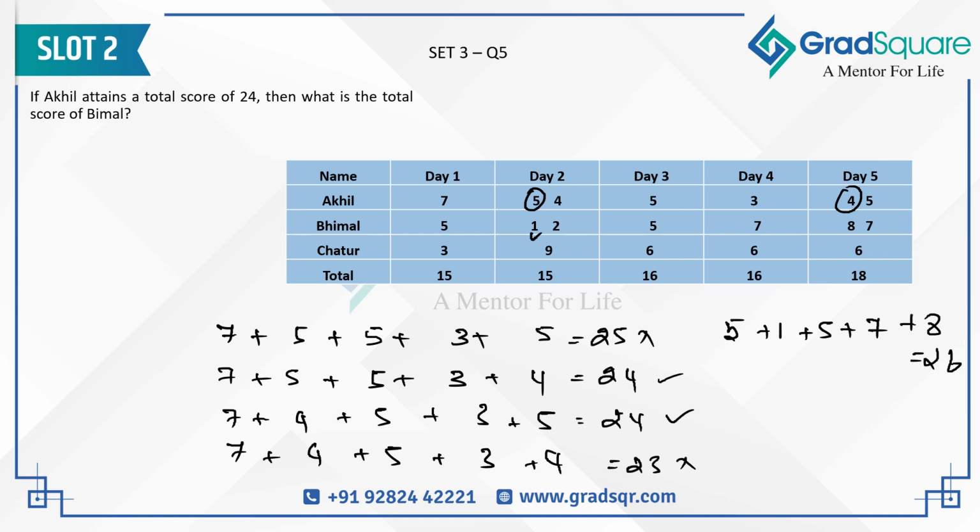If I'm going to take the next set, if I'm taking 4 here, I should select 2, so 5 2 5 7, and this value will be 5, so I'm going to take 7 here. So adding up, I get 26 again. So whatever the possible case, the total score of Bimal is going to be 26 only. So that is the answer for this question.